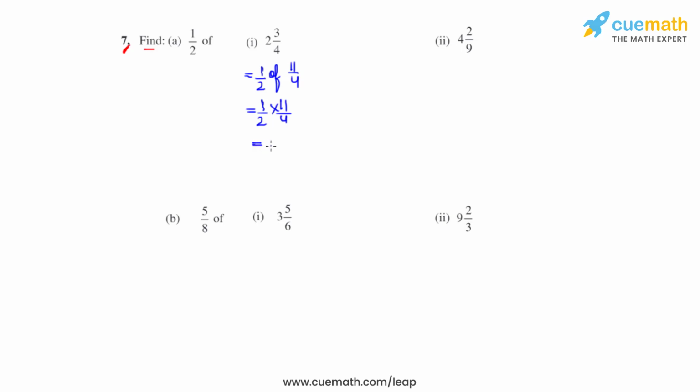If we divide 11 by 8, we get the quotient as 1 and the remainder as 3. So the mixed fraction for this will be 1 3/8.